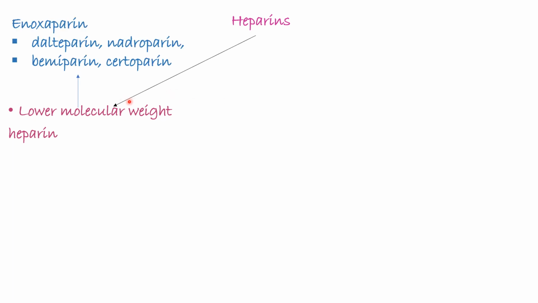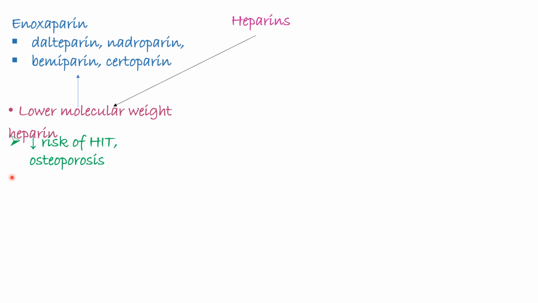Let's dig in. So let's quickly look at the heparins. And under the heparins, we have low molecular weight heparins. The examples include the parins. So anything that has parin is a low molecular weight heparin. That is enoxaparin, dalteparin, nadroparin, bemiparin, satroparin.